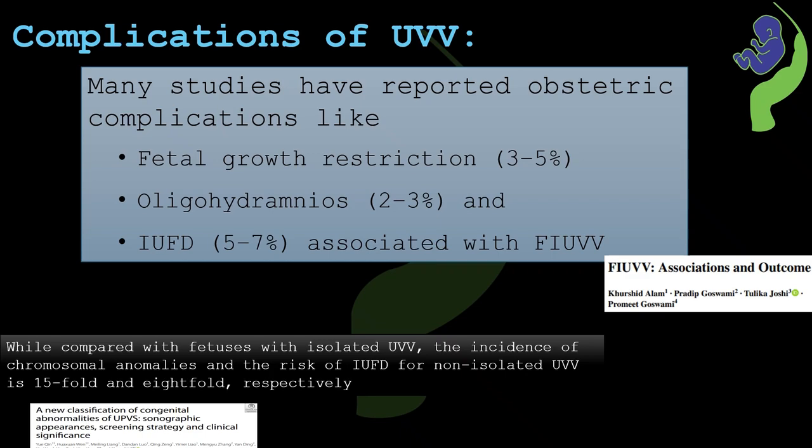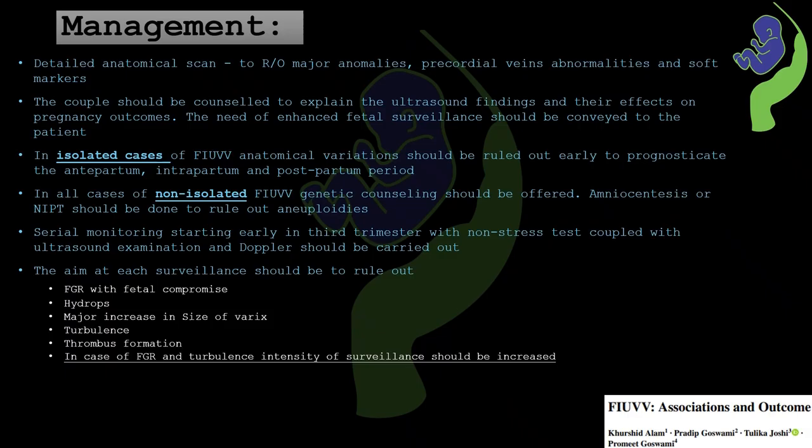Once the diagnosis of umbilical vein varix is confirmed, we need to rule out the major abnormalities, including precordial vein abnormalities and also soft markers. The couple should be counseled to explain the ultrasound findings and also the obstetric complications that we may come across, as we have discussed in the previous slide. In isolated umbilical vein varix, increased antenatal surveillance is required, and the parents can be reassured that postnatal outcome is going to be usually favorable, as the umbilical vein physiologically regresses after birth.